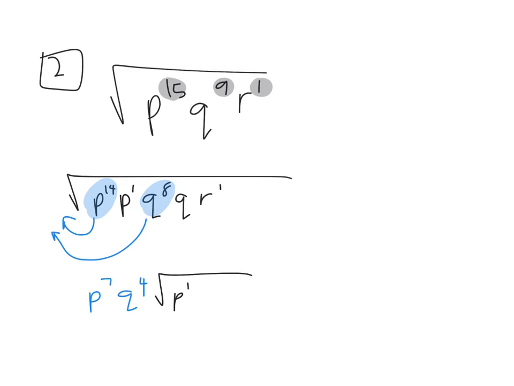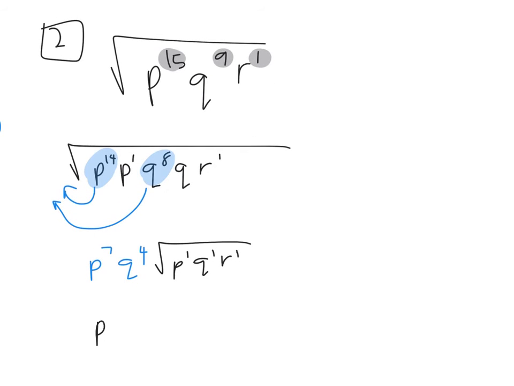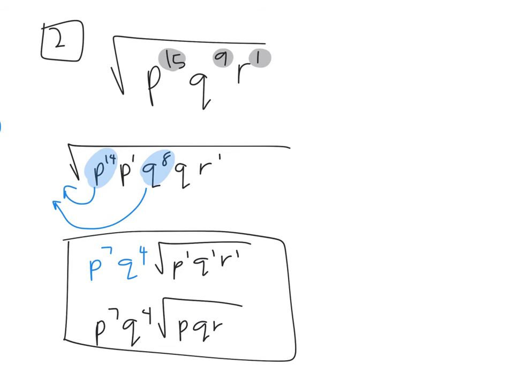So p to the first power, q to the first power, and r to the first power. Now, you don't need to have all those first powers. You could also just write your answer as p to the 7th, q to the 4th, times the square root of pqr. Either way, this answer is correct. Okay, I got 2 more for you. Next one.